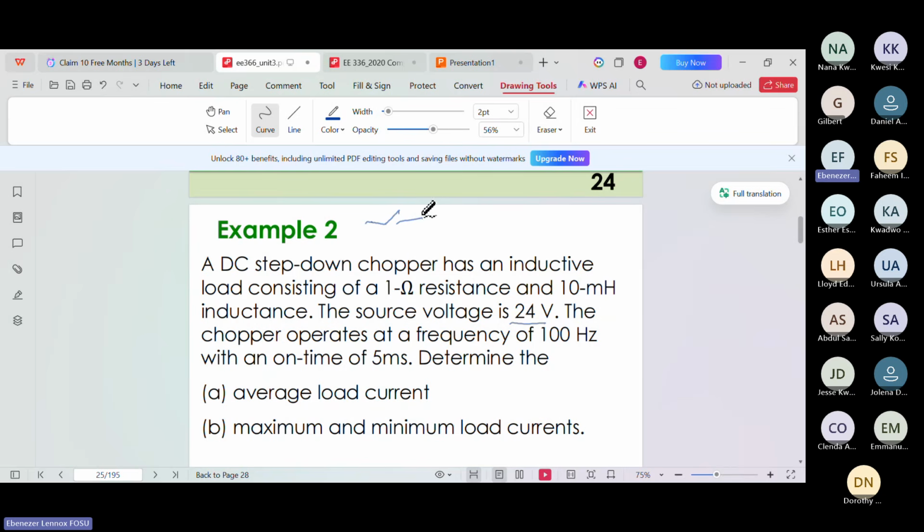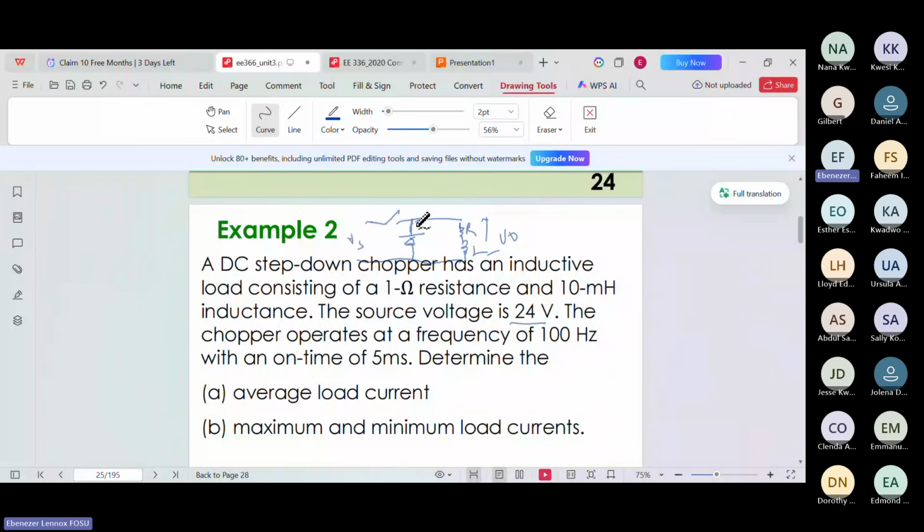We have a switch, and the freewheeling diode connected this way. Then we are told that the load is inductive, so there is resistance and there is inductance. You can draw it anyhow. So R, and this is our output V naught, and the input is Vs, right? So this is the diagram.